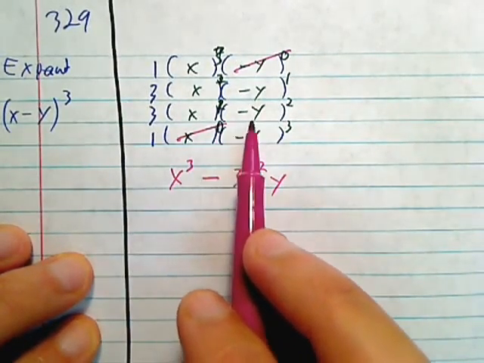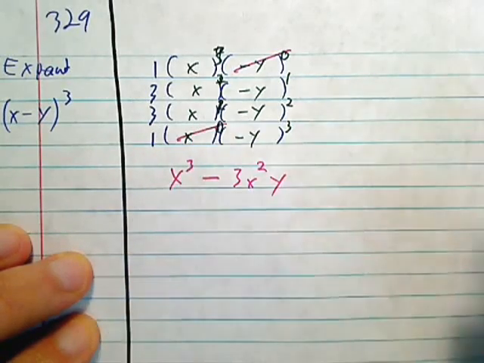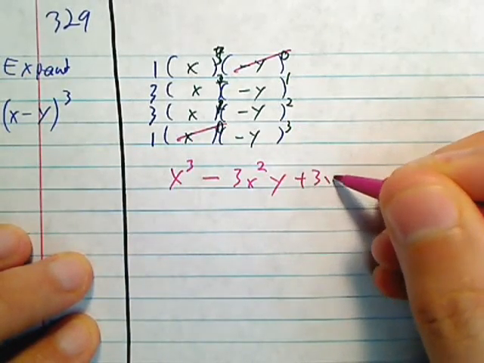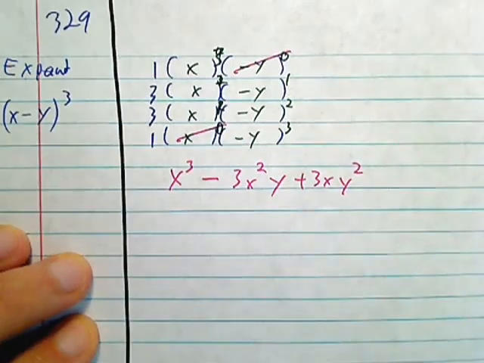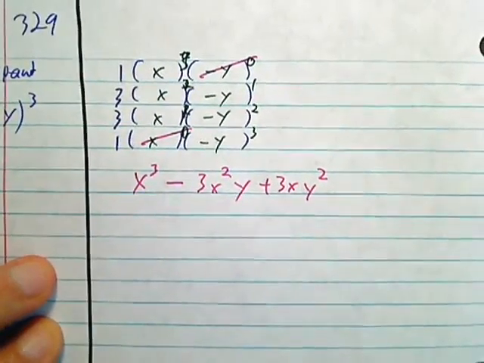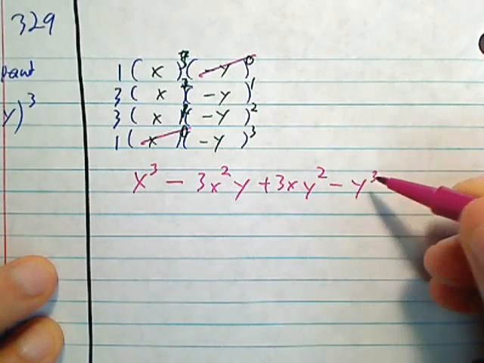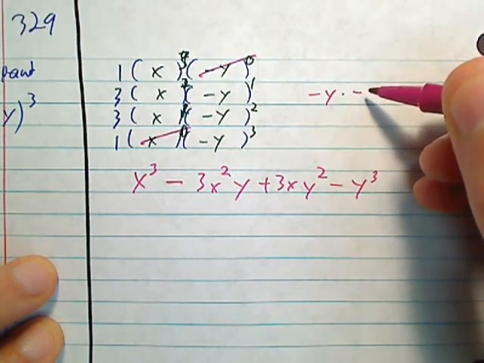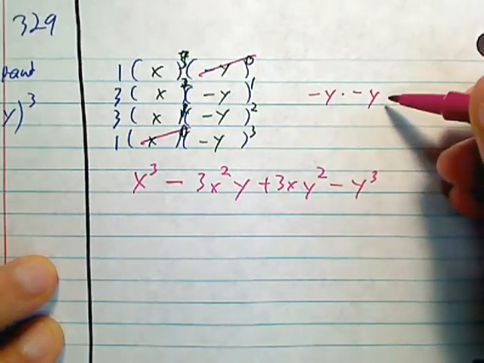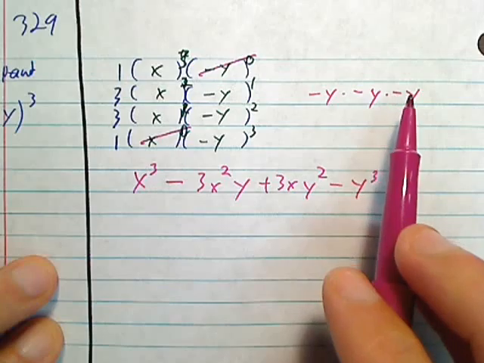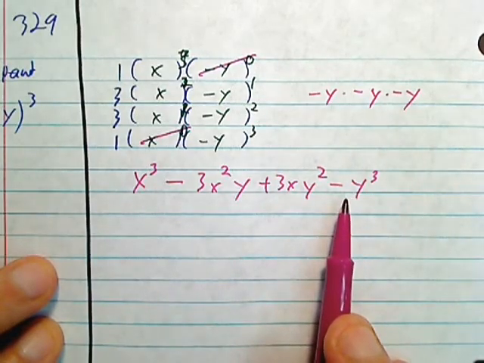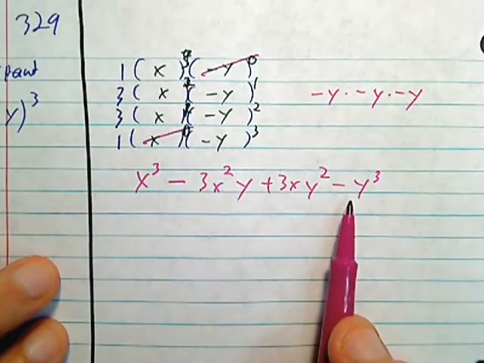Here, negative y squared. Negative y times negative y is positive y squared. So plus 3x y squared. And finally, this last term, negative y cubed, is going to be minus y cubed. Remember, this is negative y times negative y times negative y, and when you have an odd number of negatives when multiplying, it will come out negative. So that's your answer for number 8.